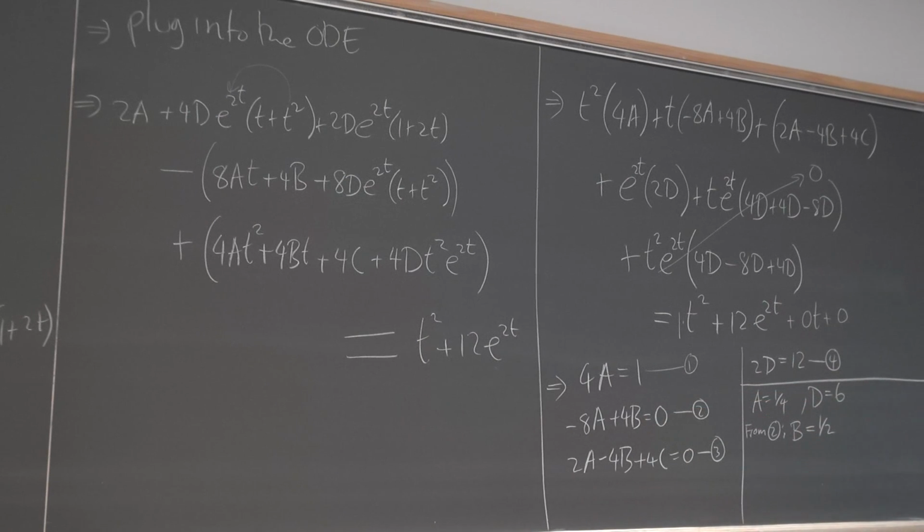Okay, right. So now we have a, b, d. The only one missing is c, so we can just plug that in. From 3, we have 2 times a, which is a quarter, minus 4 times b, which is a half, plus 4 times c gives us 0. So this is a half minus 2 plus 4c equals 0. This means that c is equal to 3/8.